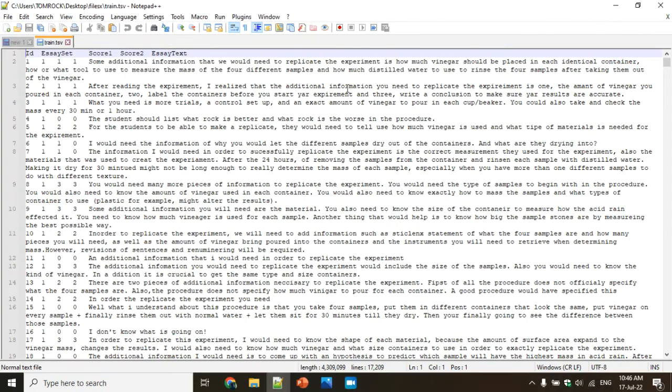It's a TSV where the ID is given first. Each question has an ID, then which essay set it belongs to, the first score, and then the second score. We have to only consider the first score, and then the essay text is what answer the student has given. So we can train the models on these essay texts. These are the answers for each essay set, what the student has written and what marks they have got.